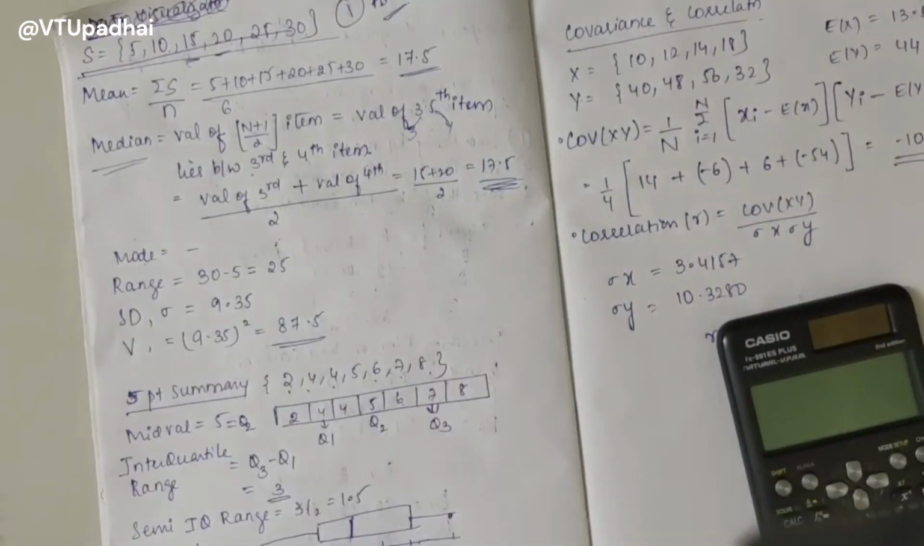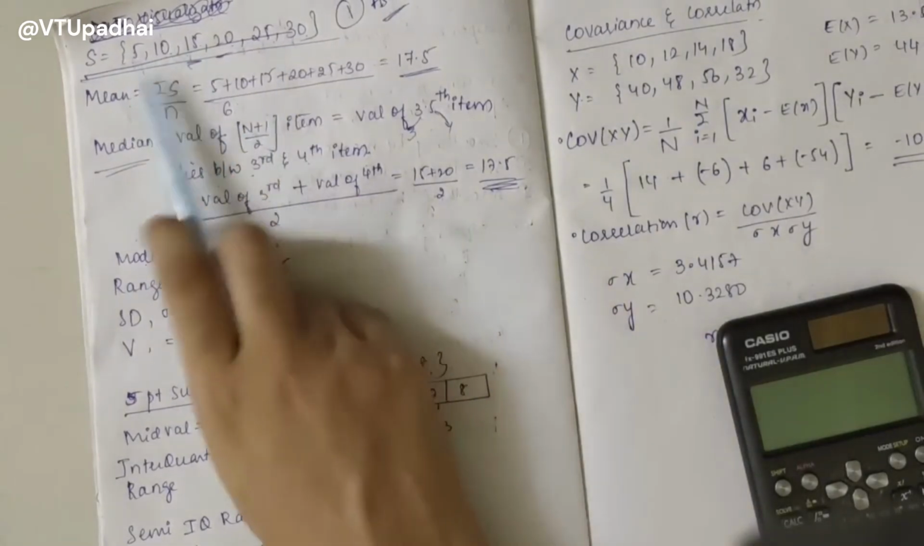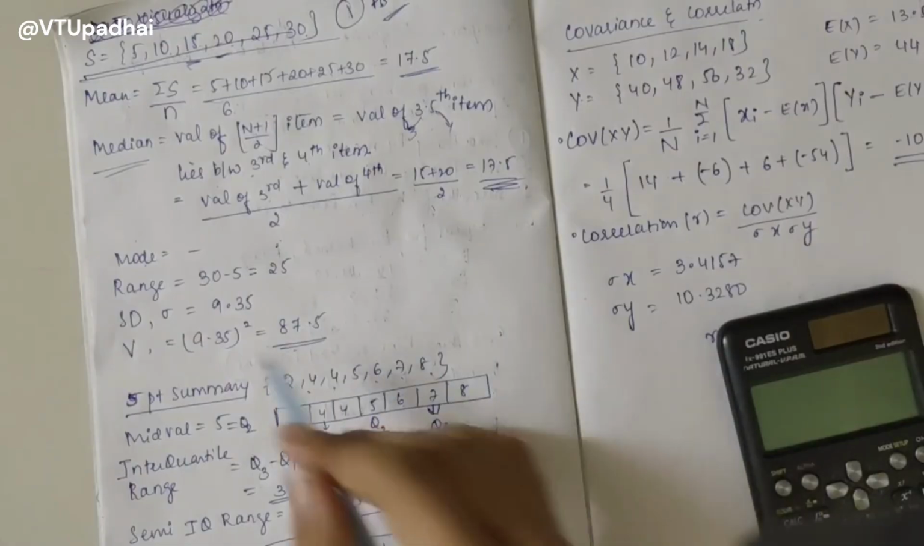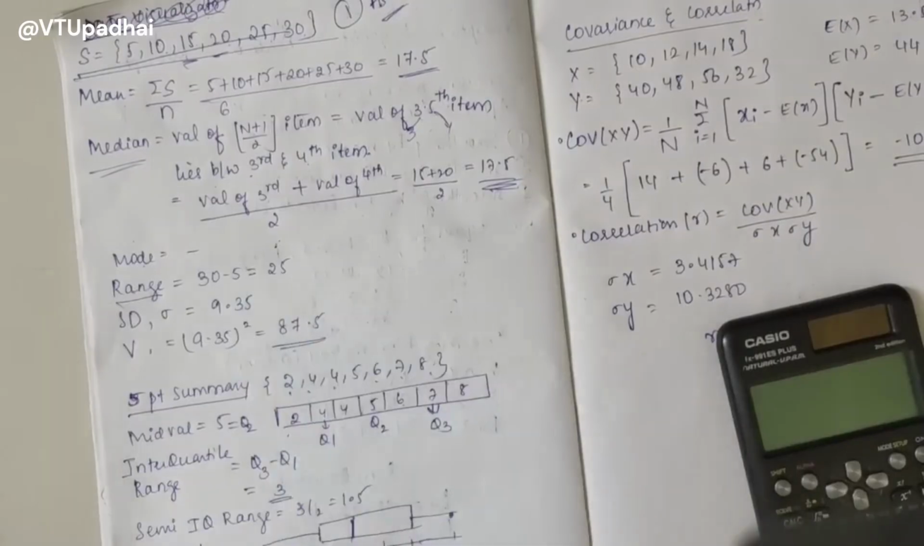Then we have mode. Mode is the number or the data which has occurred the most number of times. It has high frequency. So here there is no data which is repeated twice, thrice or n number of times. Then coming to range. Range is the maximum minus the minimum. I get 30 minus 5 is 25.